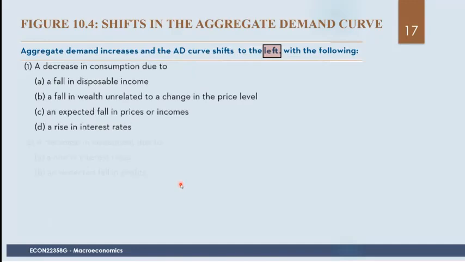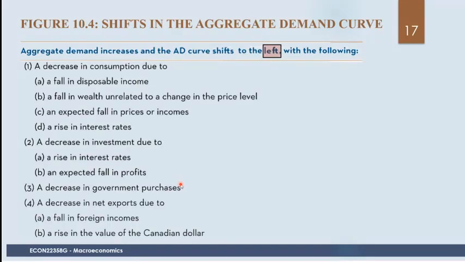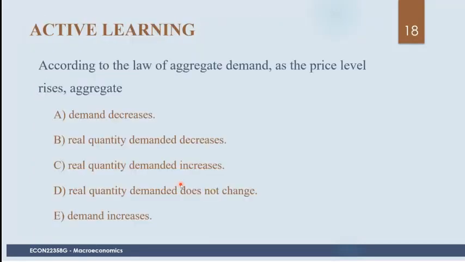It would shift to the left for the same reasons, but the opposite, right? So instead of an increase in government spending, we have a decrease. These are the same things, they're just moving in the opposite direction. Okay, so make sure you know this list. If any of these change, then we know we're going to be shifting the aggregate demand.